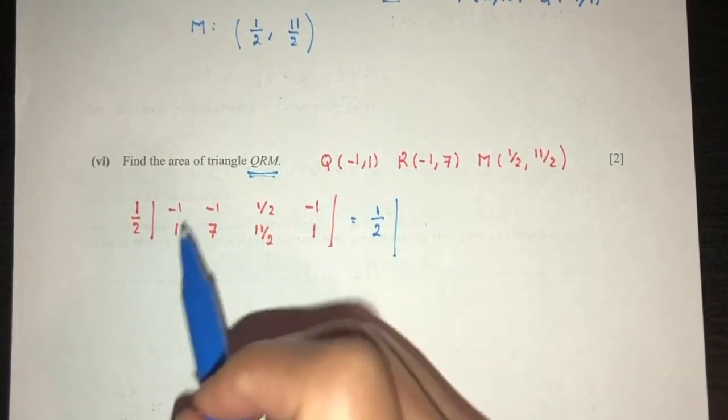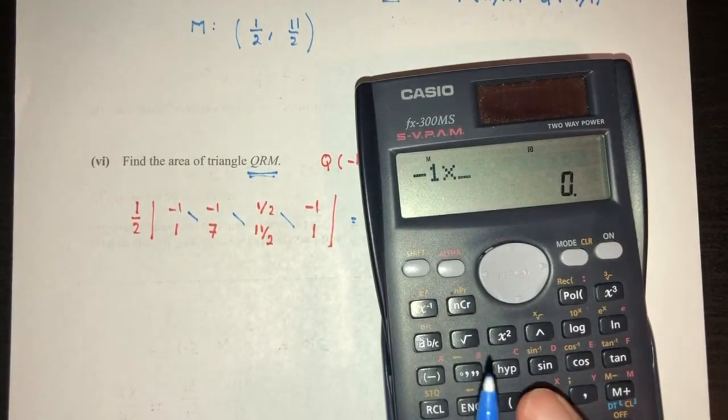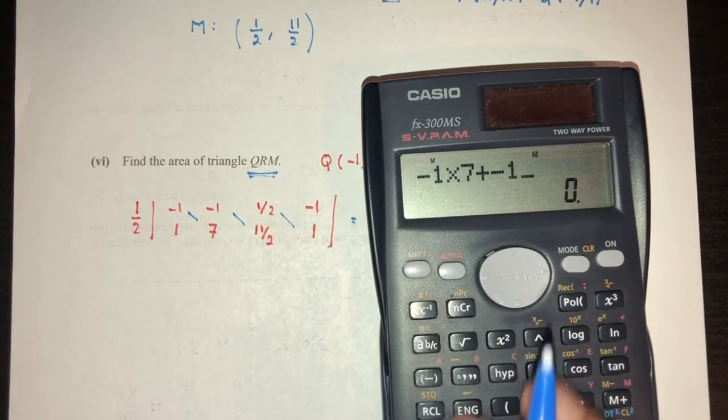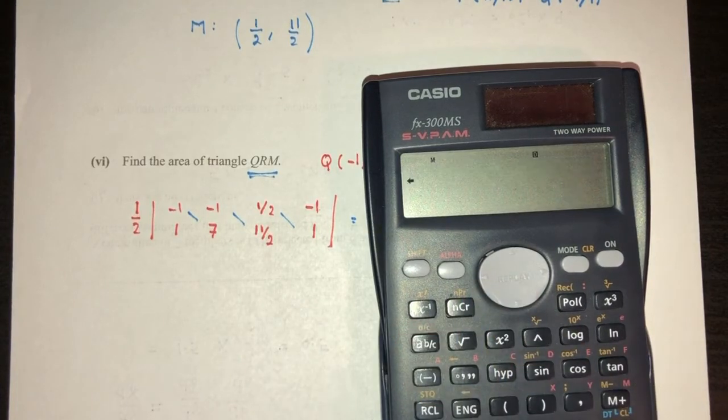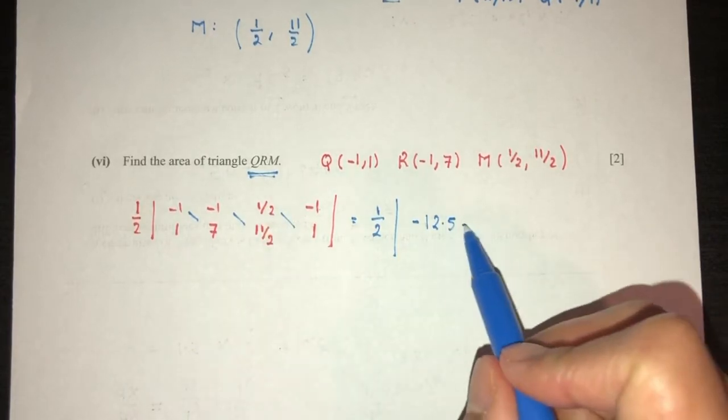So first you have to multiply in this direction. So you have minus 1 times 7 plus minus 1 times 11 over 2. That will be minus 12.5 and then plus 0.5.